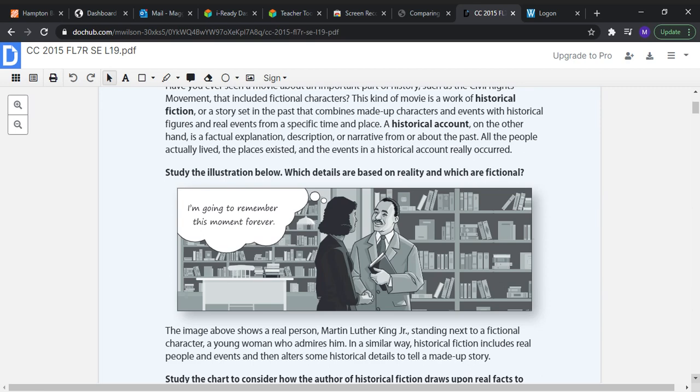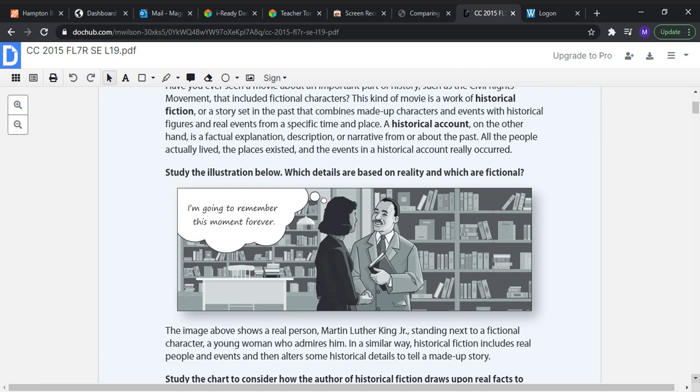So, usually when it comes to historical fiction, all the dialogue is made up by the author. In this case, she says, I'm going to remember this moment forever. Now, while yes, there probably were people who met Martin Luther King Jr. and they felt that they cherished that moment, in this case, she is still a made-up individual for this picture.